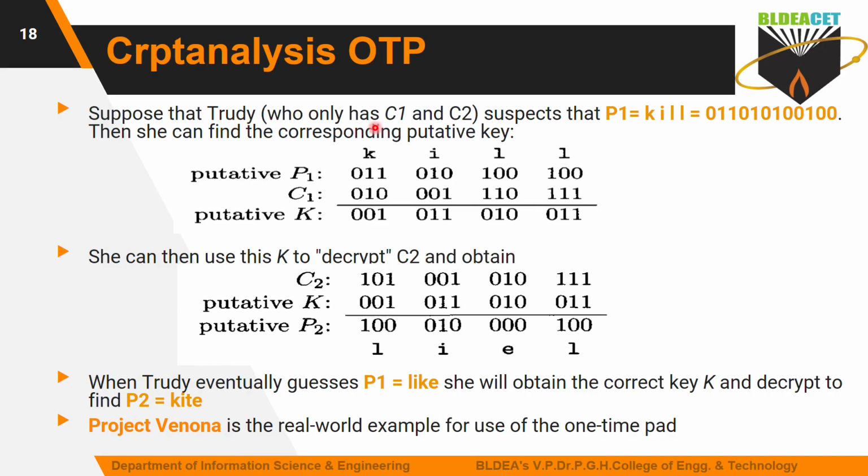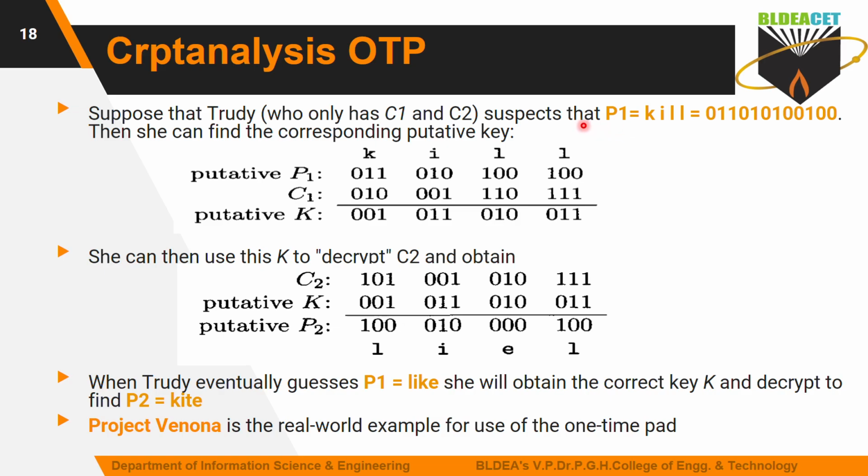Trudy assumes that she knows what C1 and C2 are here. The ciphertext anyone can see. Trudy is an intruder, so she can have C1 and C2. Now what is the aim of the intruder? She has to guess what the plain text or the key is.